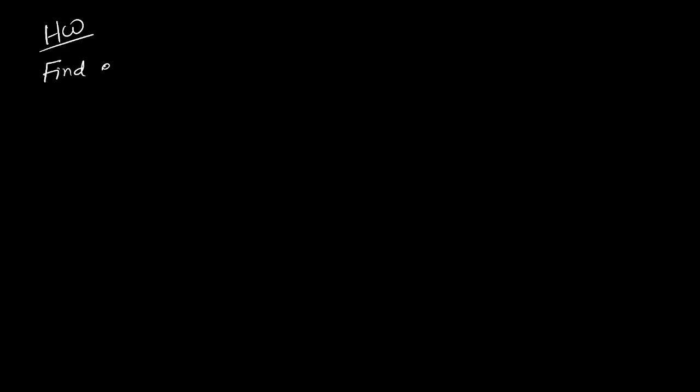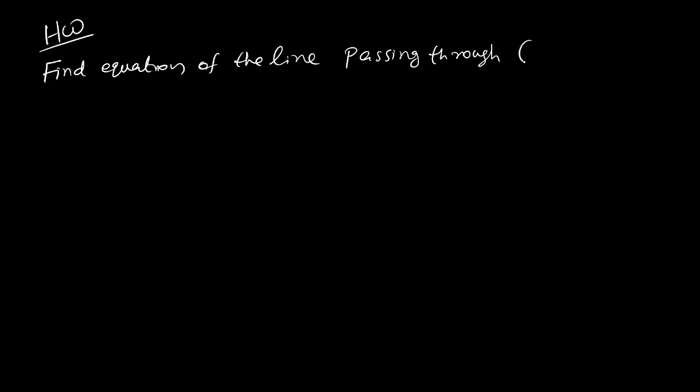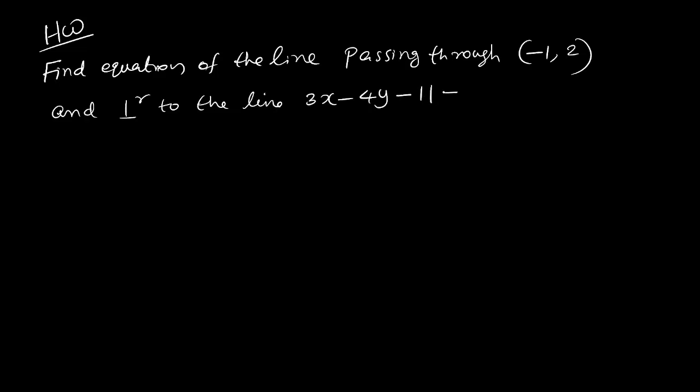Find the equation of the line passing through (-1, 2) and perpendicular to the line 3x minus 4y minus 11 equal to 0. This is a homework question. Please write down the question. You can send it to me either today or tomorrow, but don't delay.